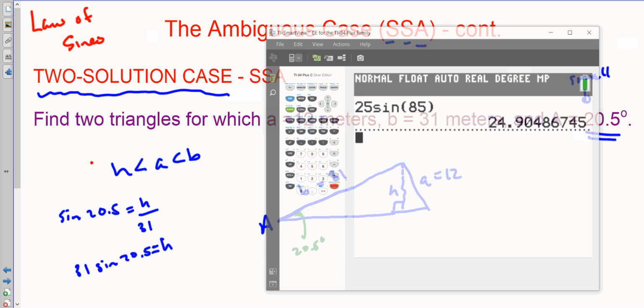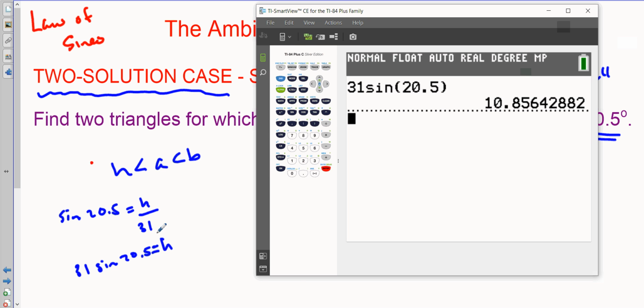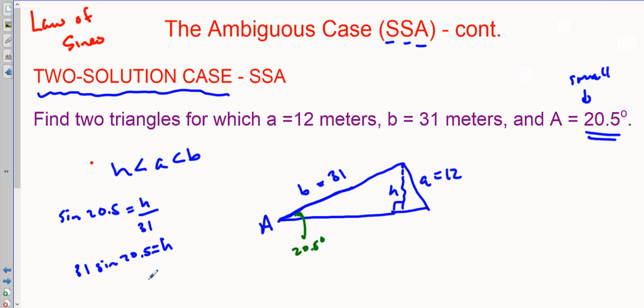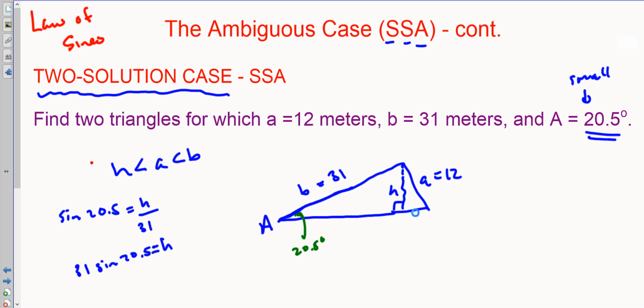If we go to a calculator, we take 31 times sine of 20.5, and I'll just tell you it will be 10.856, which is definitely less than what we have right here, which is our 12.